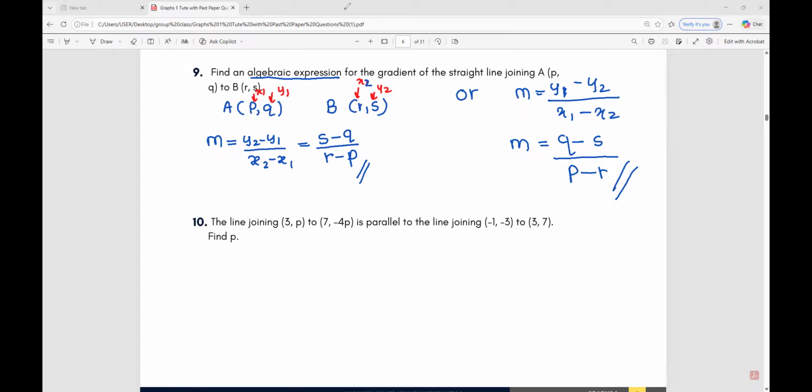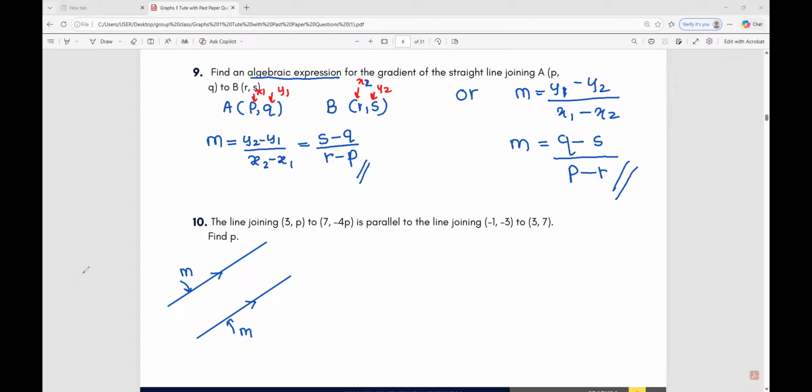Next question, the 10th one. The line joining (3, P) to (7, minus 4P) is parallel to the line joining (minus 1, minus 3) to (3, 7). Find the value of P. This is talking about two lines, not only one line, but they are parallel. If this is the first line and this is the second line, they are parallel to each other. So we know one condition. If they are parallel, their gradients are equal.